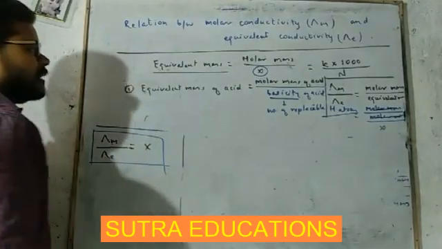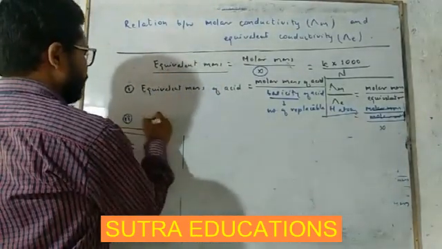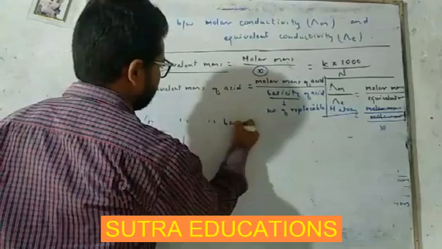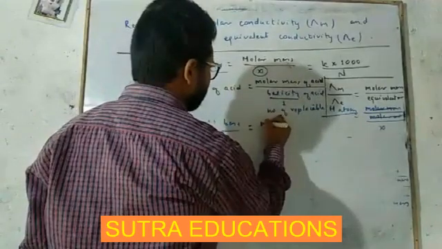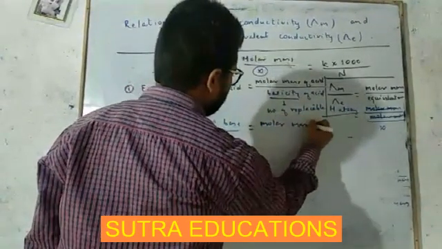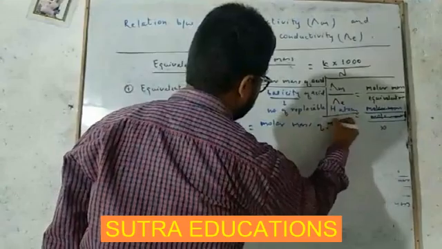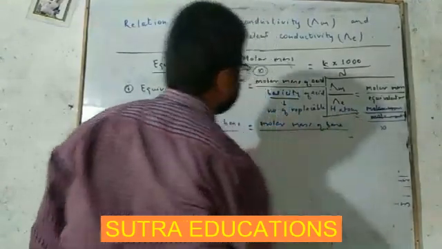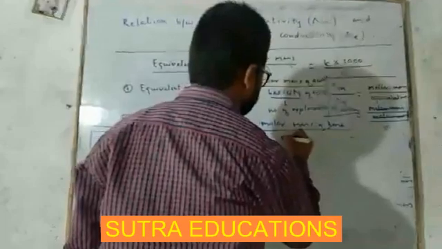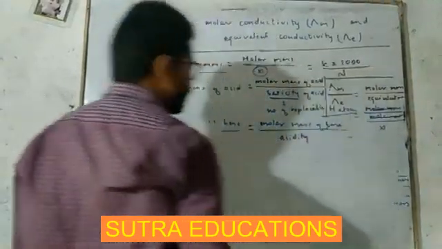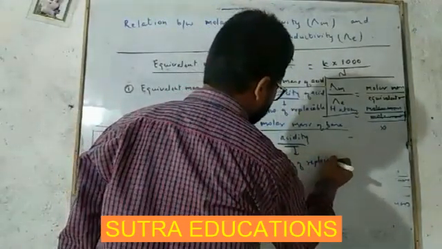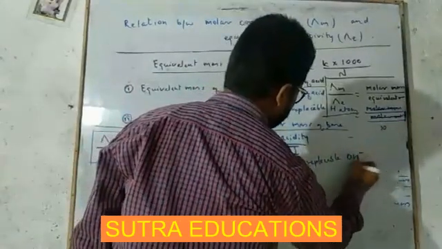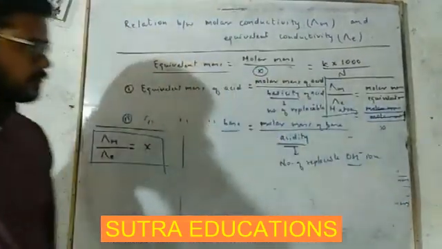Say this is the equivalent mass of a base. Then in this case, equivalent mass will be equal to molar mass of base upon its acidity. So here x is acidity. What is acidity? It is the number of replaceable OH minus ions. Do you remember?